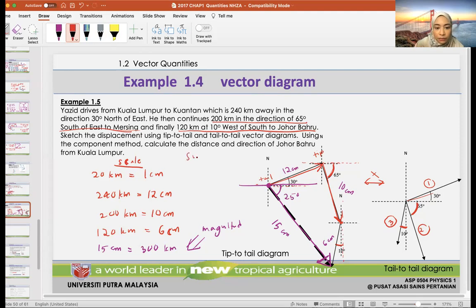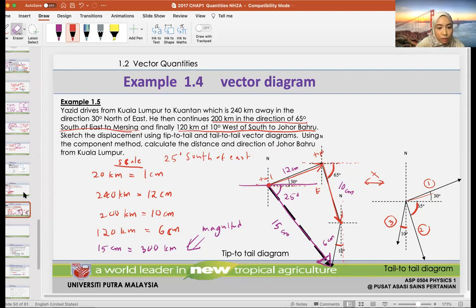Dia cakap south of east. So reference point is east. This is east, betul. This is east. And then going down by 25 degrees. Going down south by 25 degrees. So betul, jawapan dia 25 degrees south of east. So that is how you describe it. If they are using south, east, west, north, semua itulah. If they are not using this, just describe it in angle. Macam biasa yang kita belajar with respect to the x-axis.